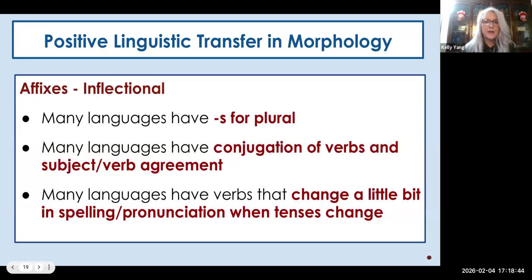Okay, so other things that are common, many languages have the S for the plural. Most languages have conjugation of verbs and subject-verb agreements. So these are concepts that students will readily understand. Many languages have verbs that change a little bit in spelling and pronunciation when the tense changes. So these are all concepts you can capitalize on as you're teaching, with those like derivational affixes.